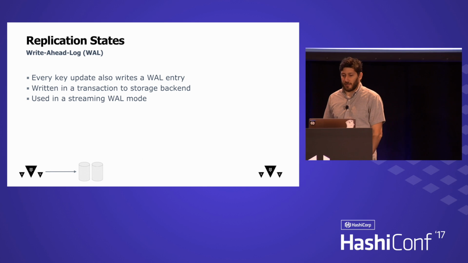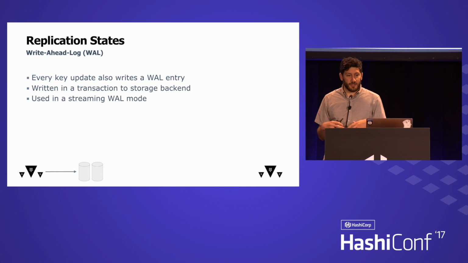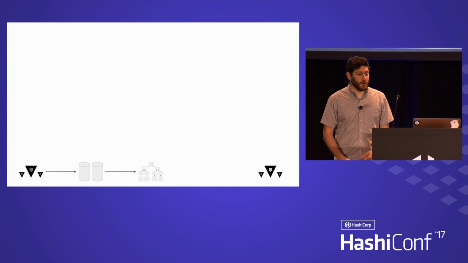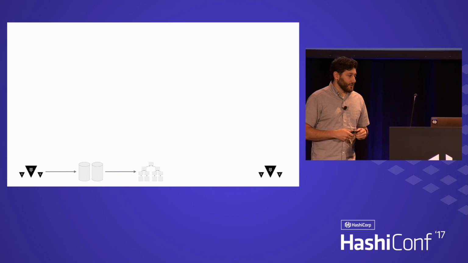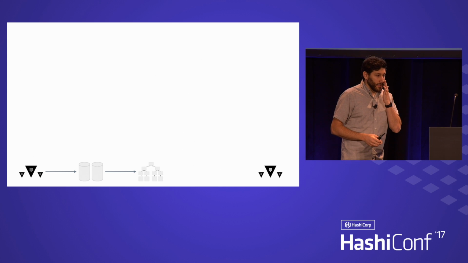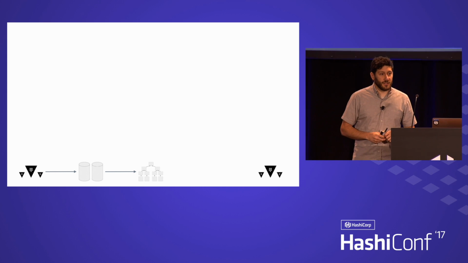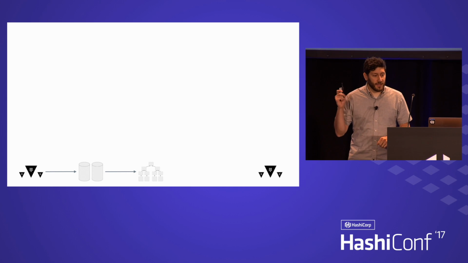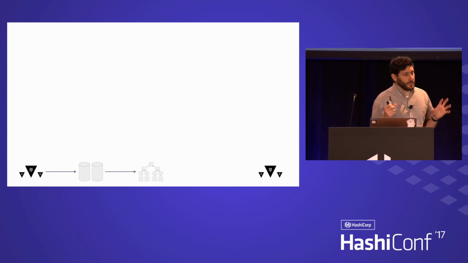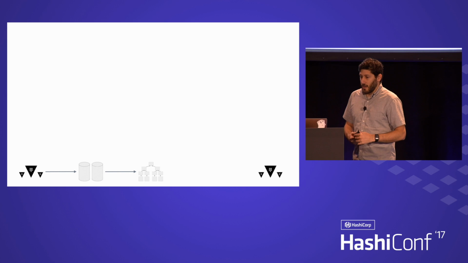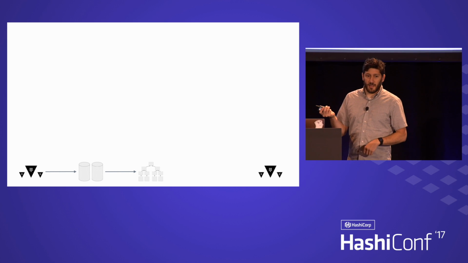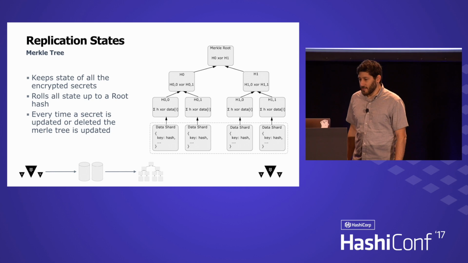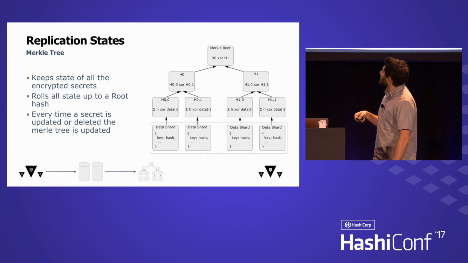And so after we write the write-ahead log and commit the information down into the storage backend, we will then add it to Vault's internal Merkle tree. And a Merkle tree is a handy data structure. It's commonly used in a lot of databases or used in cryptocurrencies fairly commonly. And it's a nice data structure because it really efficiently and easily keeps the state of an entire data store. And so every time a key is updated or deleted within Vault, it's also updated or deleted in this Merkle tree.